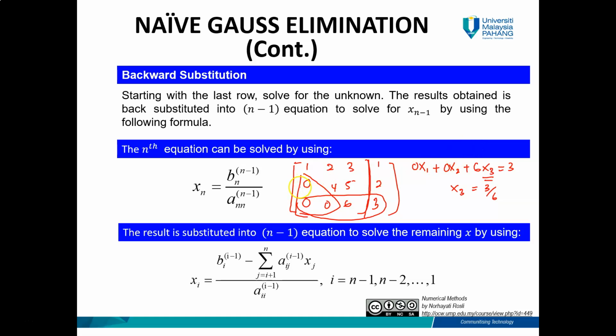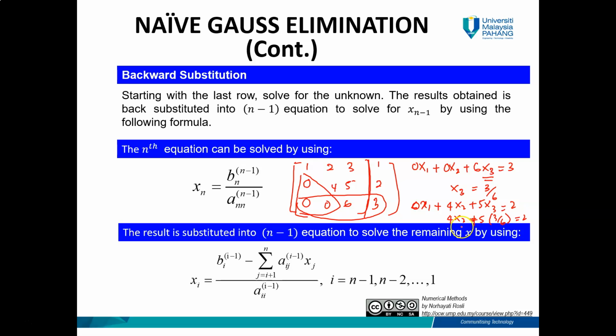And then class, when we go to the second row, because it is backward substitution, you start with the third row, you go to the second row next, then you go to the first row. For the second row here, we have 0x1 plus 4x2 plus 5x3, which is equal to 2. So x3 we already got here, so you can substitute x3 with 3 over 6. Means that 4x2 plus 5 times 3 over 6 equals 2. Means that now you only have x2 as your unknown, so that you can solve for x2 using this equation.